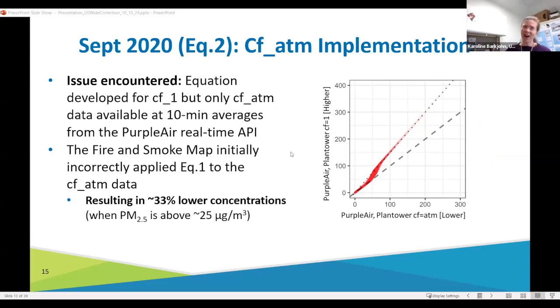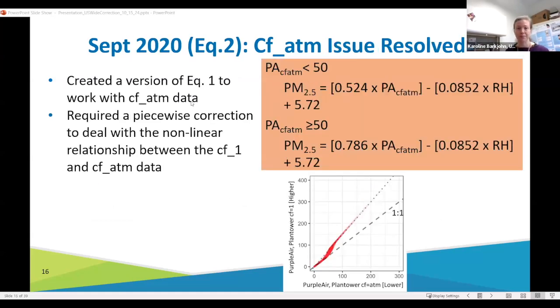So I already touched on the CF1 and CF-ATM, and this was something that we originally had wrong. We had developed the equation for CF1, but only the CF-ATM data was available pre-averaged from PurpleAir, and so initially this correction was applied to basically the wrong column of data, resulting in about a 33% lower concentration when the PM 2.5 was above 25 micrograms. And so we just created a version of the original equation to correct for that difference where the CF-ATM data was lower at higher concentrations. So you have a piece where it's less than 50, here's the equation, and when it's greater than 50, here's the other equation.